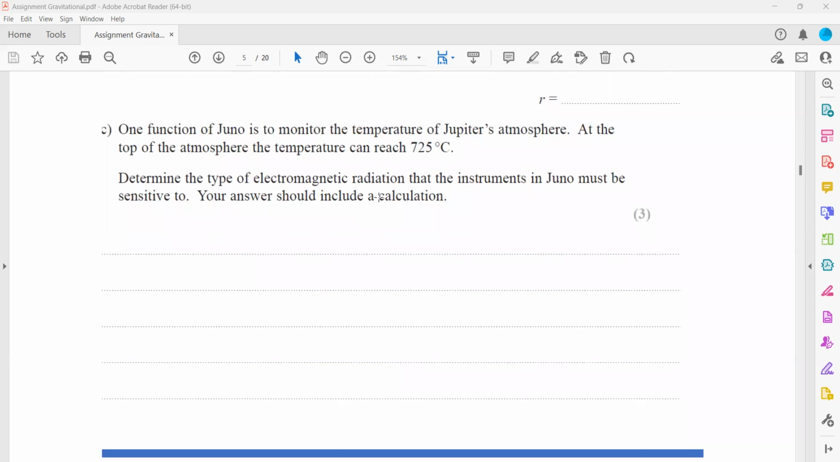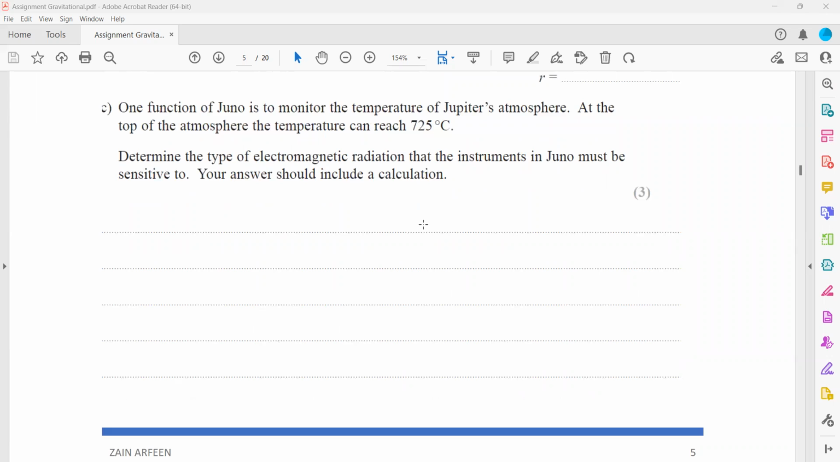One function of Juno is to monitor the temperature of Jupiter's atmosphere. At the top of the atmosphere, the temperature can reach about 725 degrees. Determine the type of electromagnetic radiation that the instrument in Juno must be sensitive to, and your answer should include a calculation. So how can we identify which type of radiation? According to Wien's law, with the temperature, we can identify which wavelength is emitted.